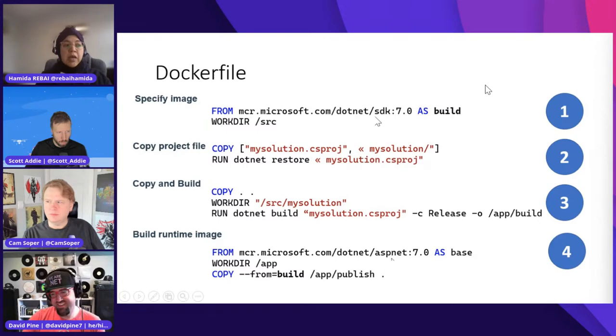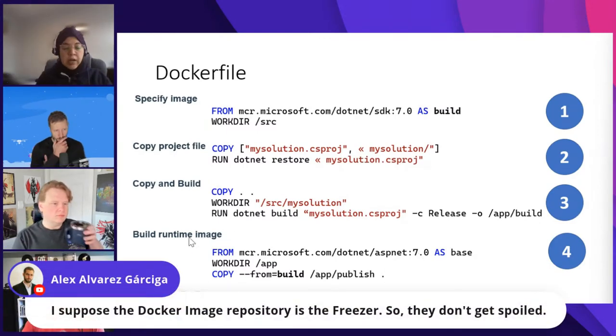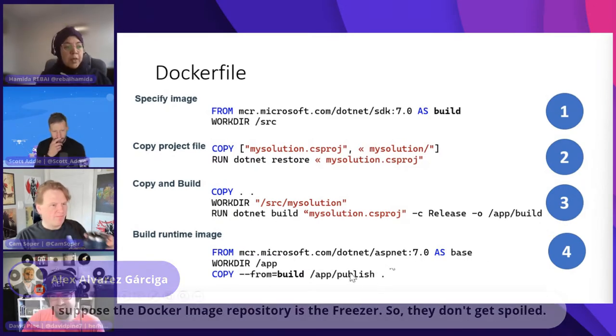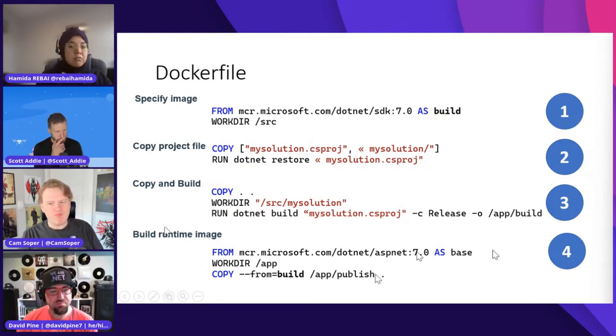with the SDK. Our application is an ASP.NET application. We need to add the runtime to our image, and we copy that into the publish directory. And there are different stages. So this time we want to copy our build files, in our case, from app to publish.